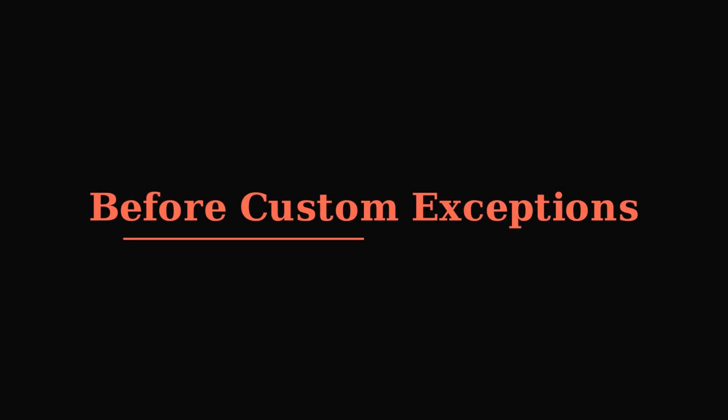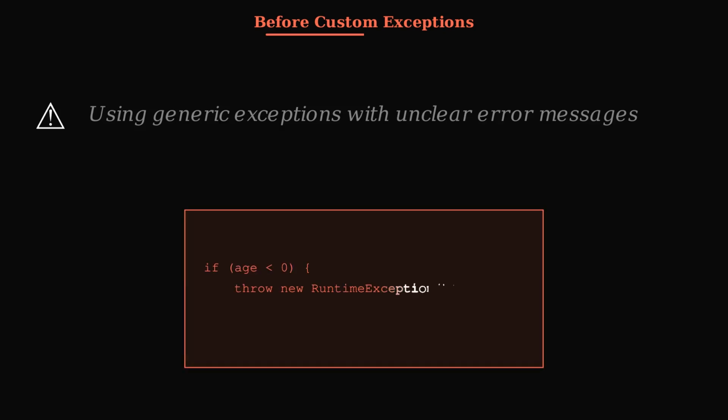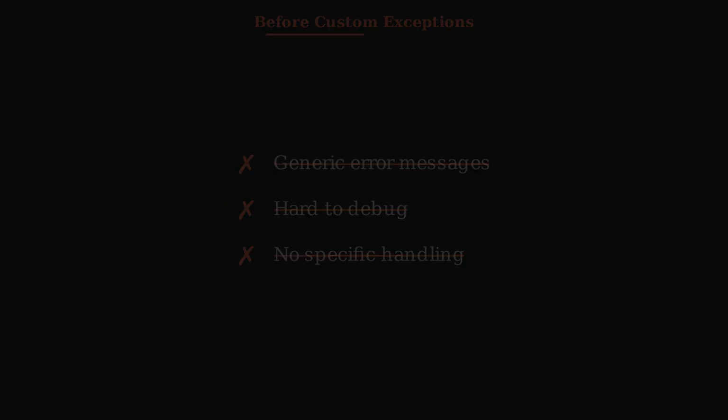So, what happens without custom exceptions? Using generic exceptions with unclear error messages, look at how messy the code gets. Generic error messages, hard to debug. No specific handling, there has to be a better way.